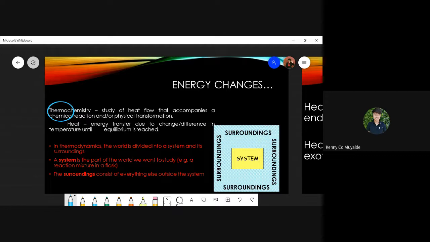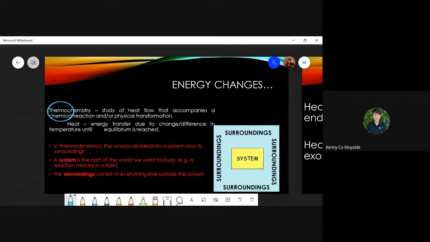Or in a more specific term, this is the study of how heat will flow as a chemical reaction undergoes. So it will be either absorbed or released. So heat is the energy transfer due to the change or difference in temperature until equilibrium is reached. So let us have an example. Di ba yung ice, malamig? Habang tumatagal natutunaw siya, bakit kaya? Heat is being absorbed kasi by the ice until such time that the heat of the surrounding and the heat of the ice will become equal.